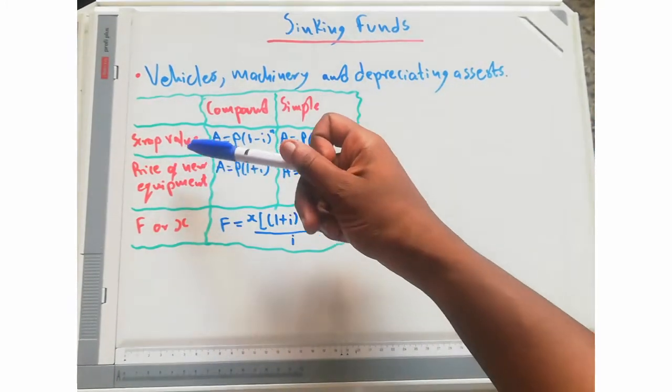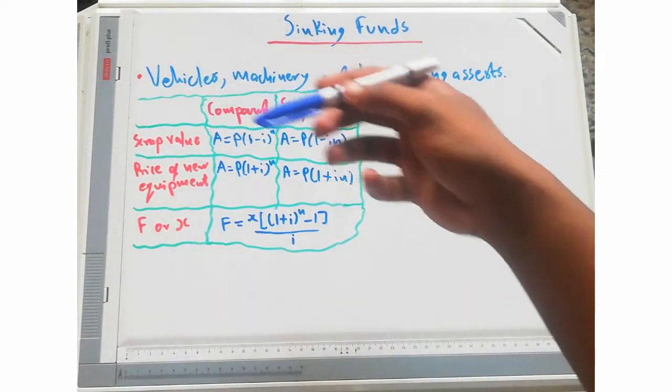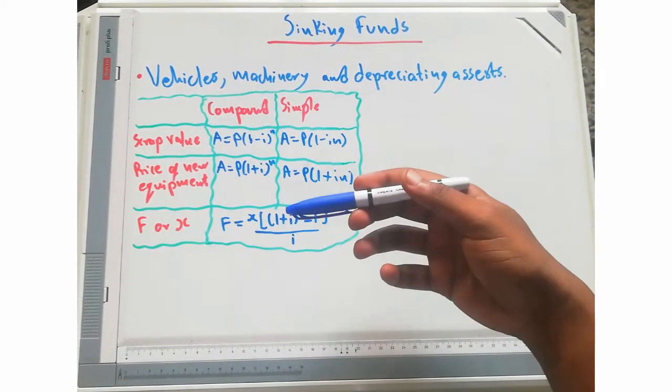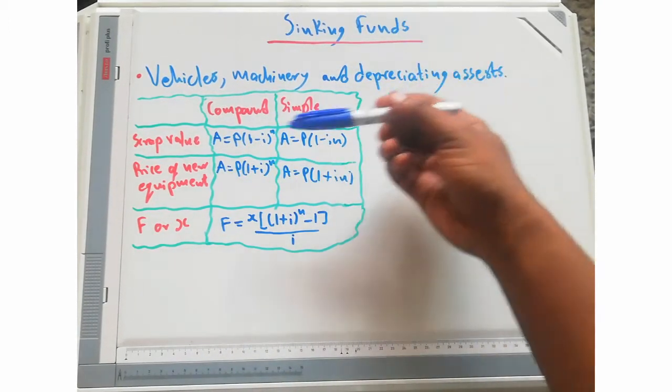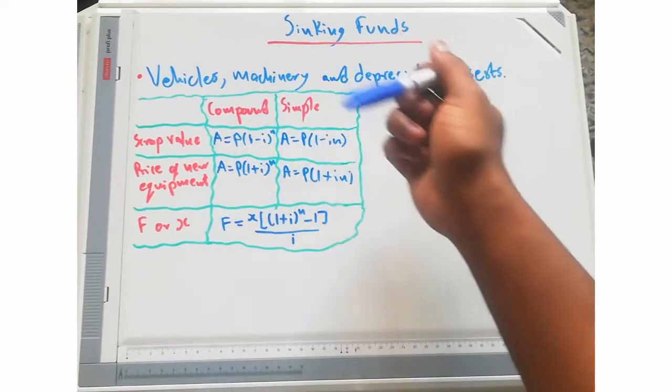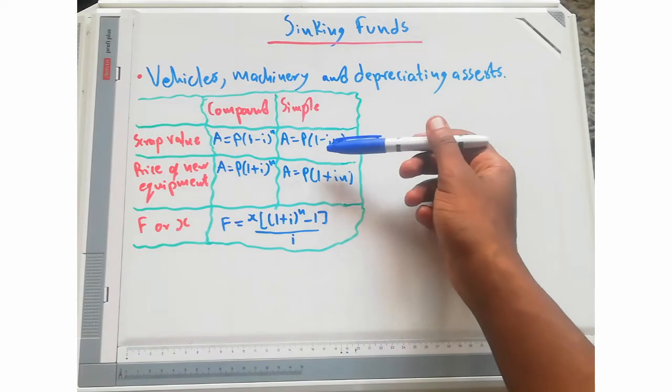Firstly, you have to calculate the scrap value of the equipment or the delivery vehicle you currently have right now. Scrap value and book value is the same thing. So if the delivery van depreciates with compound interest, you use this formula. If it depreciates with simple interest, you use this formula.